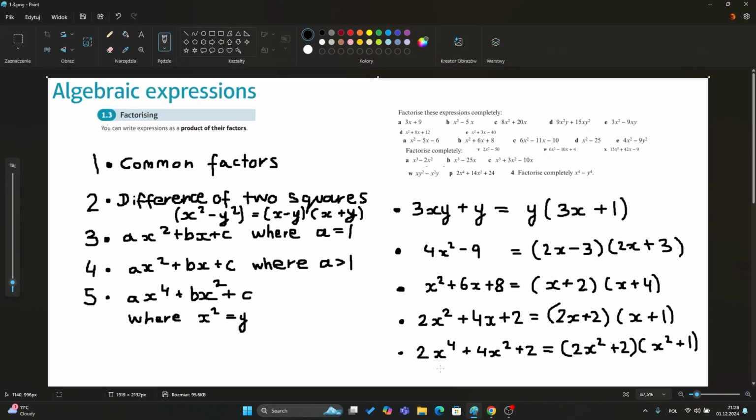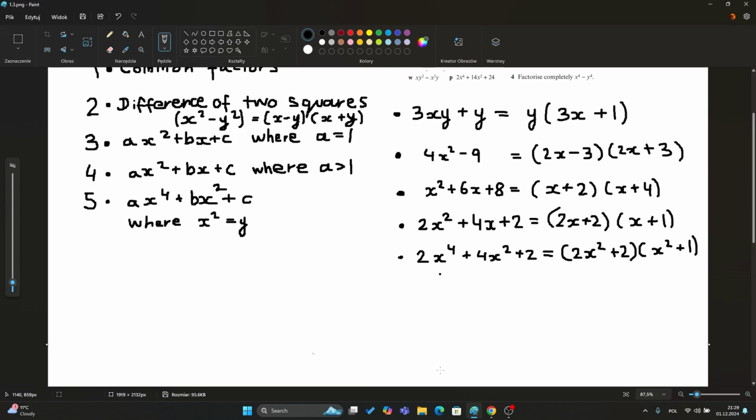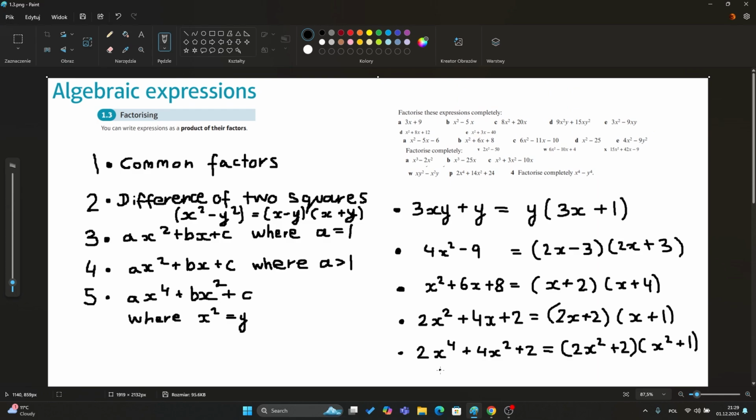Hello and welcome to the Algebraic Expressions chapter, where the third topic will be factorization. What do I mean by factorization? Well, in the previous topic, we have been looking at expanding brackets. So we've been going from here to here, from here to here, here to here, and to here.